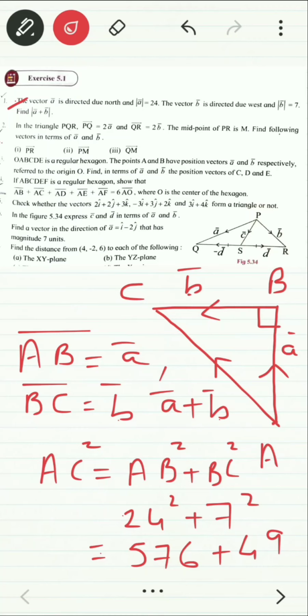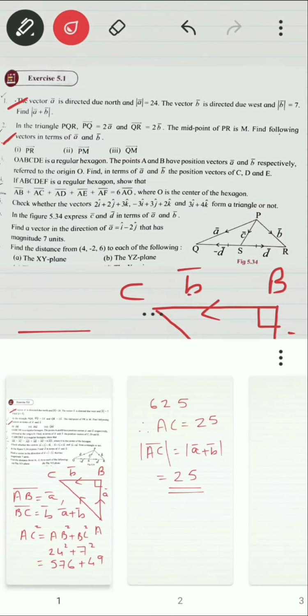The second question here, that is, in triangle PQR, PQ bar is 2A and QR bar is 2B, vector I mean. The midpoint of PR is M. Find the following vectors in terms of A bar and B bar. So we have to find out the value of PR bar, PM bar and QM bar. Let us see how to draw the figure.